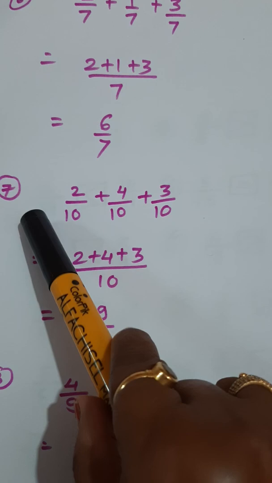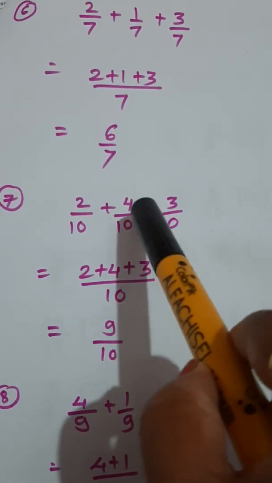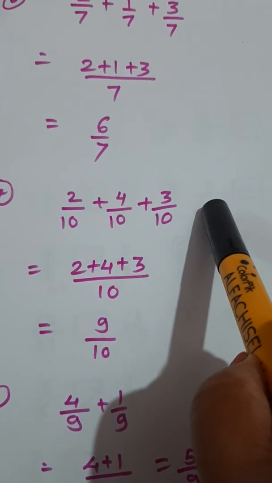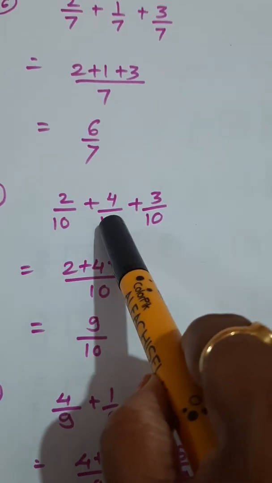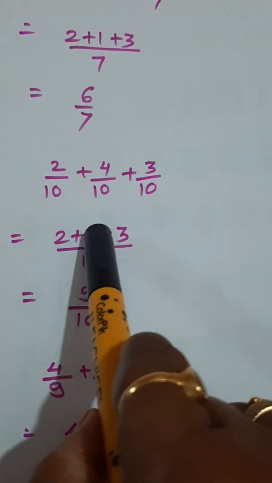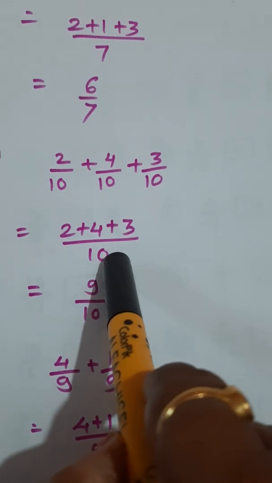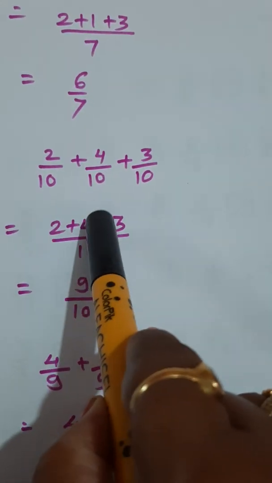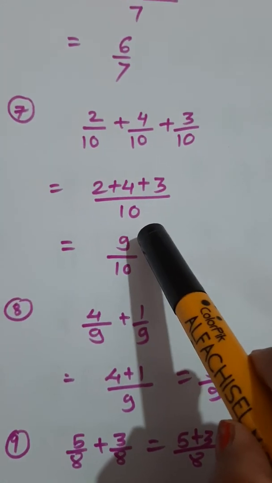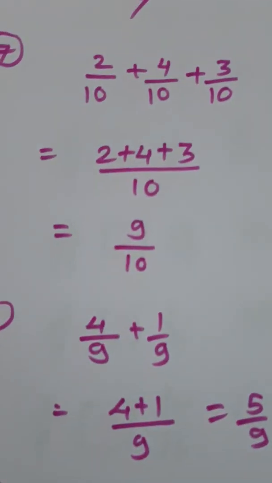Let's see the seventh one. 2 upon 10 plus 4 upon 10 plus 3 upon 10. Here also addition of 3 fractions have the equal denominator, means they are like fractions. So add their numerators, 2 plus 4 plus 3, and give the common denominator here. 2 plus 4, 6. 6 plus 3, 9. So what is the answer? 9 upon 10. Let's see the 8th example.